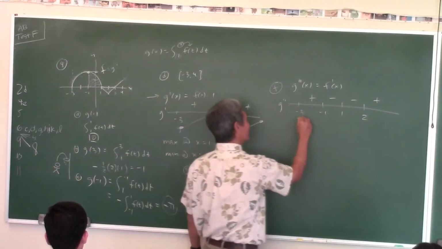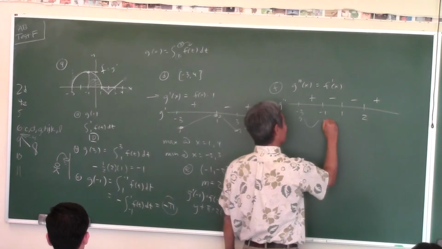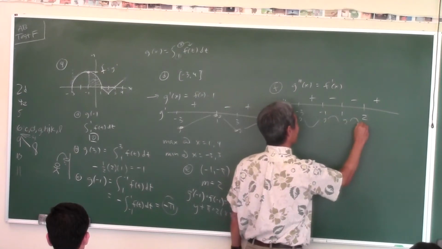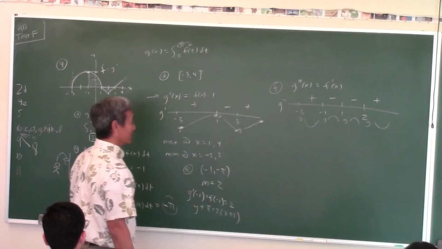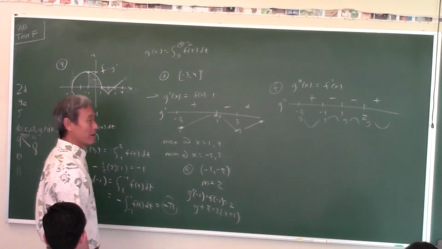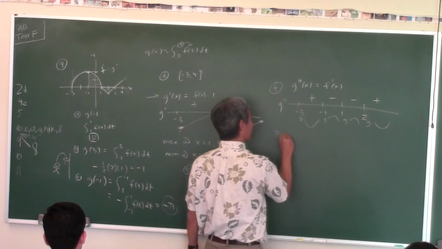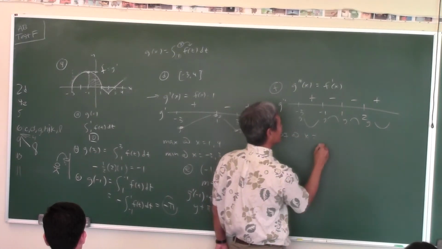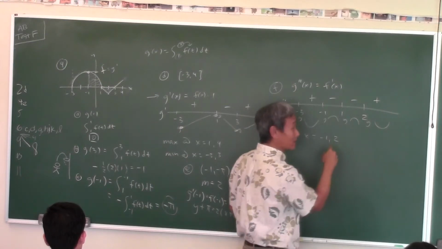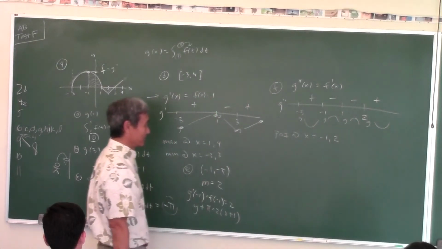And what does this mean? G is concave up, G is concave down, G is concave down, G is concave up. I can do that because I have a legend. Now answer the question, where do you have points of inflection? Points of inflection at x equal what? Where does it change concavity? Negative 1 and 2. See, not 1 because it didn't change there.